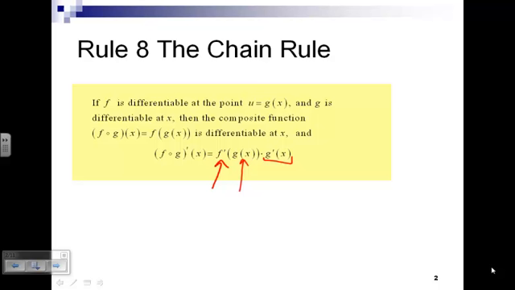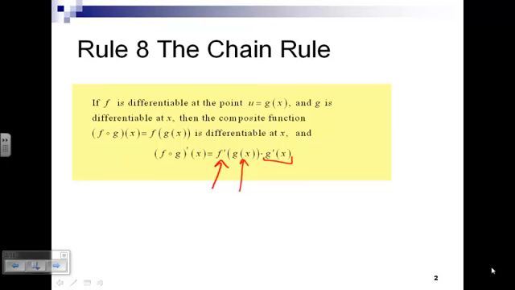Derivative of the outside, leave the inside the same, multiply by the derivative of the inside. Do you hear the mantra? Derivative of the outside, leave the inside the same, times the derivative of the inside. Okay, well, let's do an actual problem.